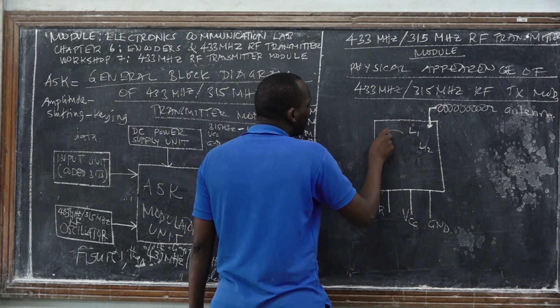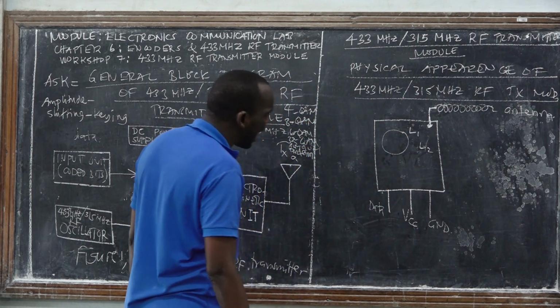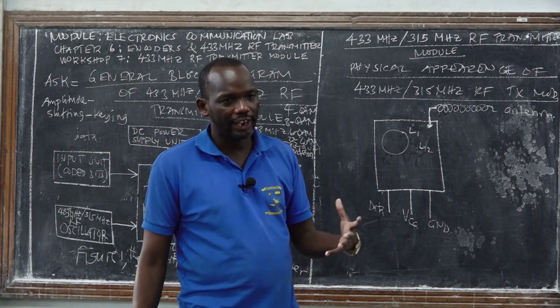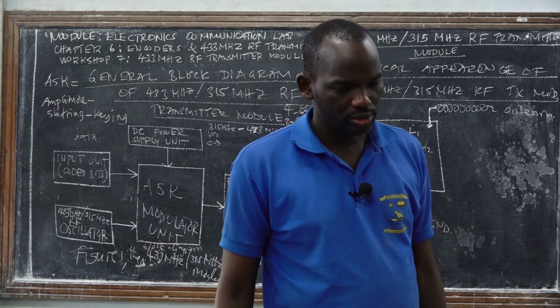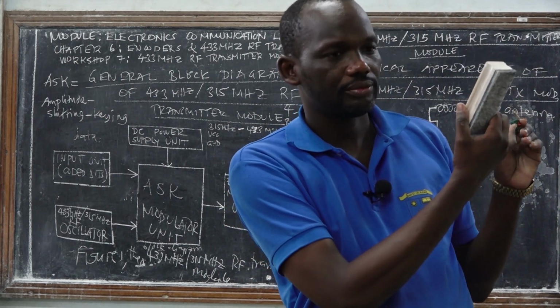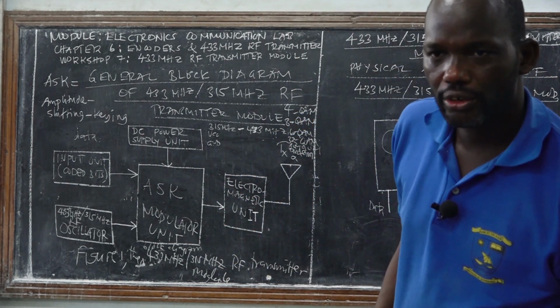But also the 433 megahertz RF oscillator, the one which is white. You can call it this iron material. So this one, we call it the RF oscillator.